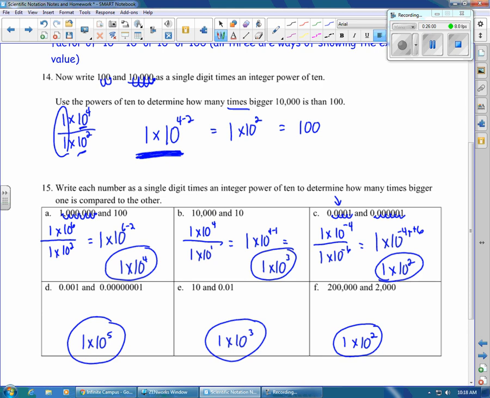Okay, I'm not showing you my work, but I put the correct answers up. For D, you should have 1 times 10 to the 5th power. For E, 1 times 10 to the 3rd power. And for F, 1 times 10 to the 2nd power. Now, I will know whether or not you actually did this because you should be showing your work. If you're not showing your work, I know you just copied from me and you didn't actually try to do this problem on your own.